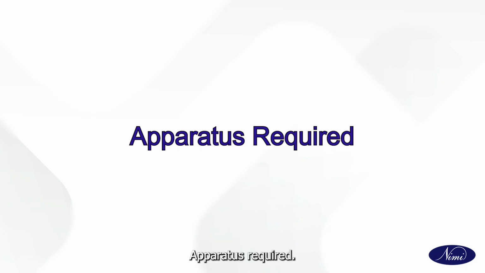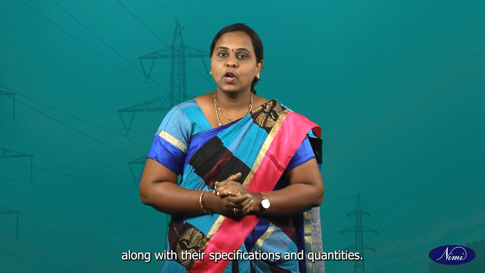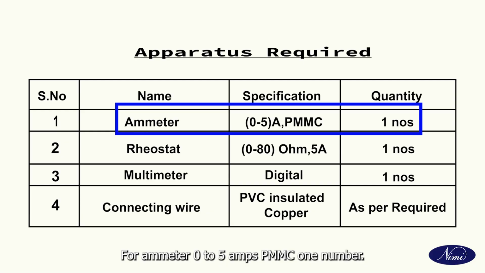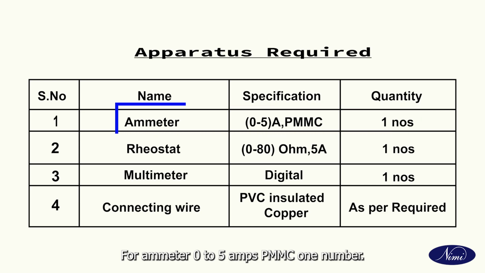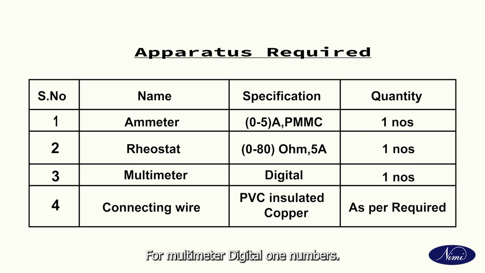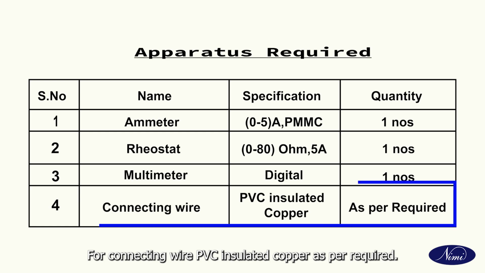Apparatus required. This table shows the required apparatus along with their specifications and quantities. For ammeter, 0 to 5 amps PMMC, 1 number. For rheostat, 0 to 80 ohm, 5 amps, 1 number. For multimeter, digital, 1 number. For connecting wire, PVC insulated copper, as per required.